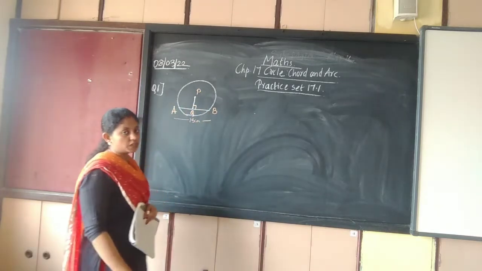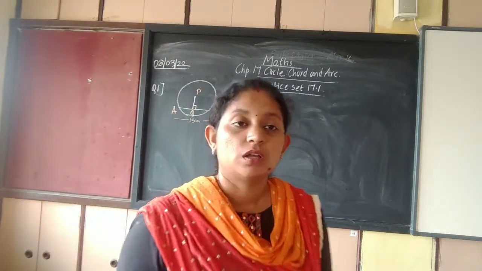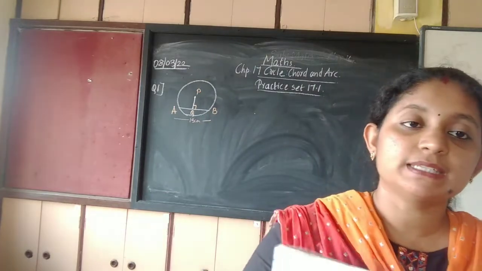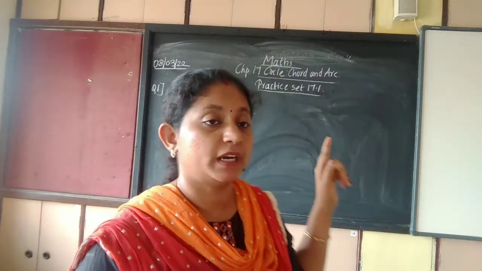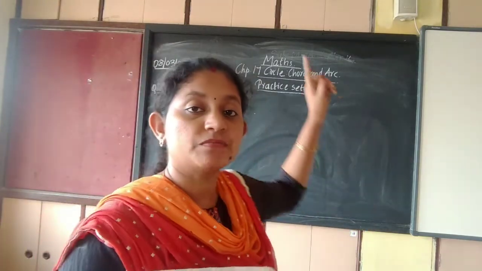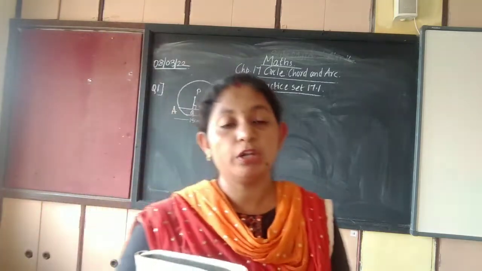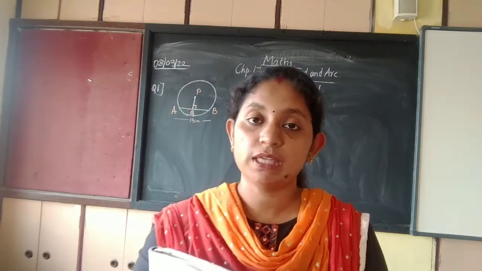According to the first property, we can say that QB is half of chord AB. What will be the reason? Because the perpendicular drawn, it is already told that it is perpendicular. So the perpendicular drawn from the center to the chord bisects the chord. What do you mean by bisecting? Dividing it into equal parts.